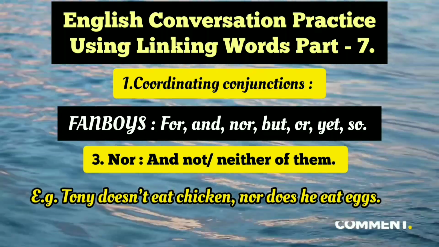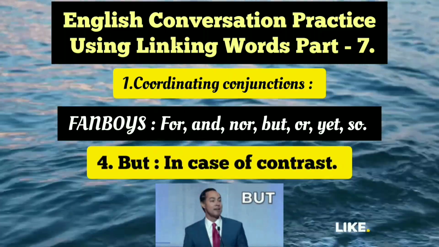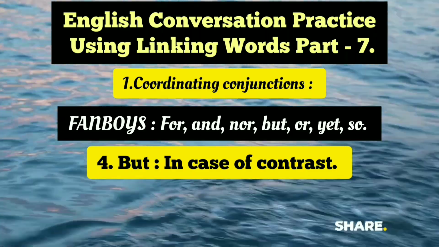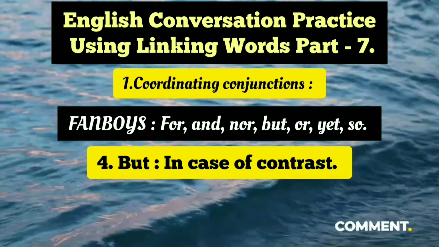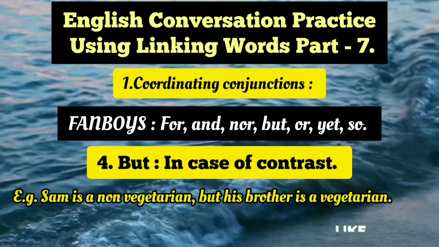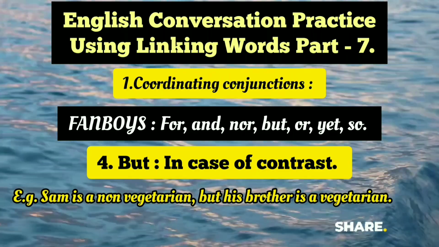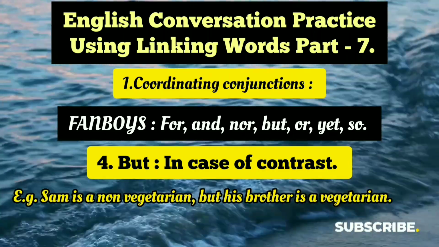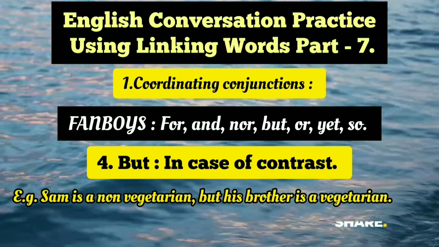Up next we are going to see the fourth one, as you see on your screen, that is but. But is used in case of contrast. When we join two sentences showing contrast into one, that time we use but. As you see the example, Sam is a non-vegetarian, but his brother is a vegetarian. So here I'm using but and joining two phrases into one, and they are totally different. You see a contrast between these two sentences, and I'm joining them using but.